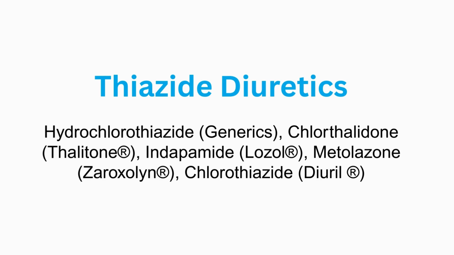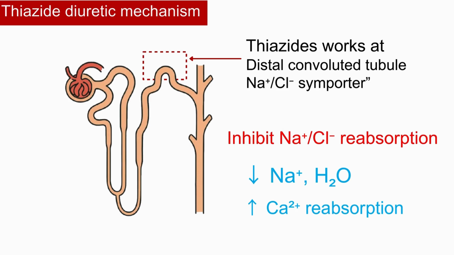Let's switch gears and talk about diuretics now, specifically thiazides, like hydrochlorothiazide. How do they work to lower blood pressure? Thiazides, drugs like hydrochlorothiazide, chlorthalidone, indapamide, they're a mainstay in hypertension treatment. They're considered equally effective at lowering blood pressure. They primarily work in the distal convoluted tubule of the kidney.